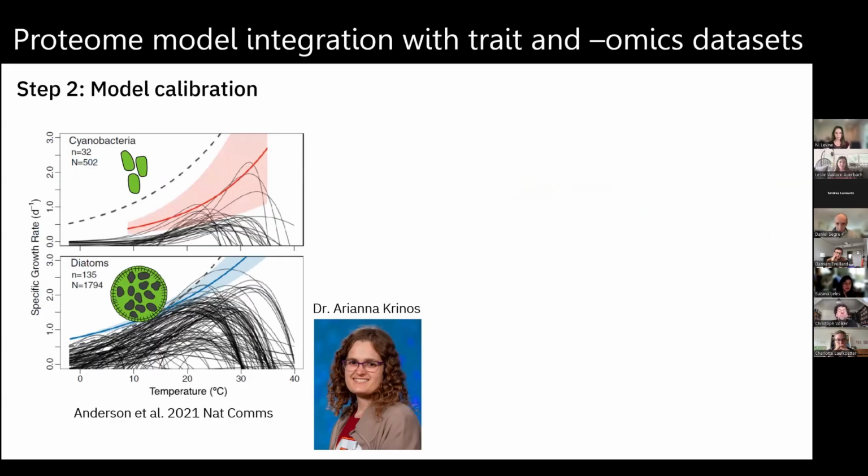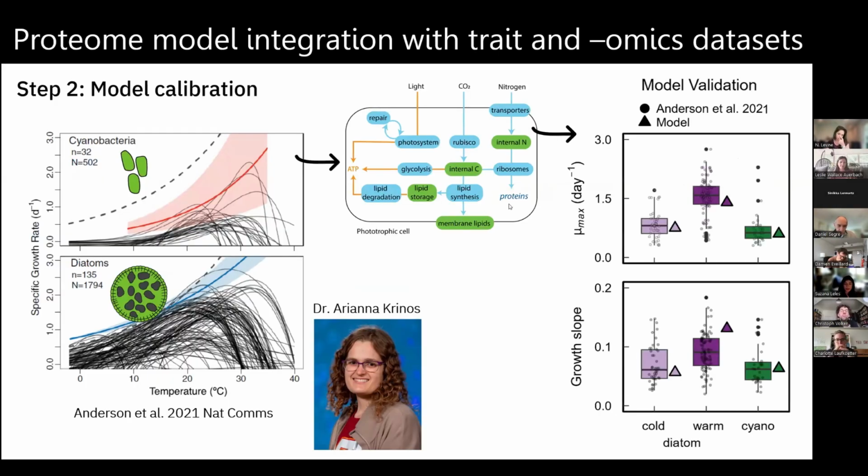And we used empirical thermal growth data to do that, from a previous compilation by Anderson and collaborators. This work was done in collaboration with Dr. Ariana Krinas. So we were able to use data for over 160 species to calibrate the protein model. We then validated our predictions against trait data, and I apologize for not having time to go over all of these.